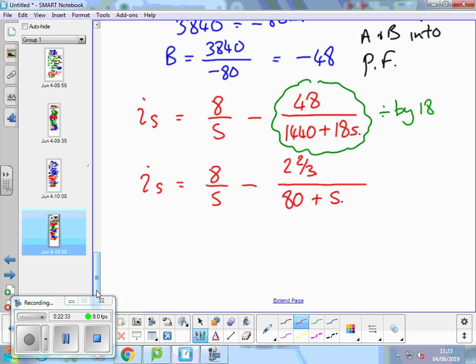So we know what that is in the time domain. This looks like a constant over S. This looks like a constant over another constant plus S. So we've got two expressions there that look like something in the table. We can now write our expression for I at time t is equal to 8 minus 2 2/3 e to the minus 80t amps.